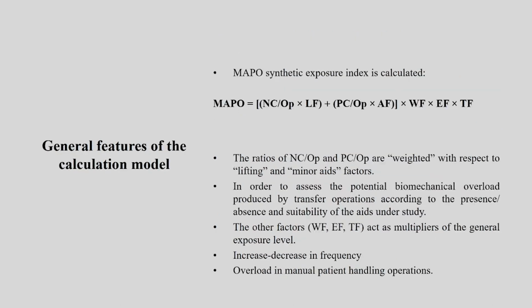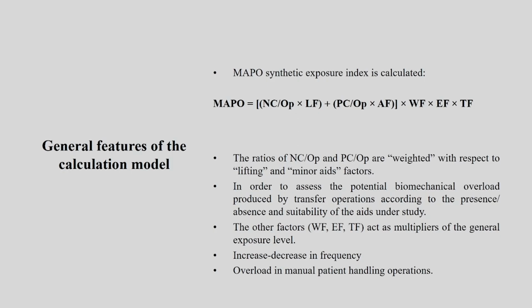So, it is 2. Now, how do we calculate? The MAPO synthetic exposure index is calculated as MAPO equals non-cooperative patients divided by the number of operators available, multiplied by the lifting factor. This is one portion, plus partially cooperative patients divided by the number of operators available, multiplied by the AF, the asymmetry factor. Then multiplied by the wheelchair factor, the EF, that is the environmental factor, and the TF, that is the training factor.